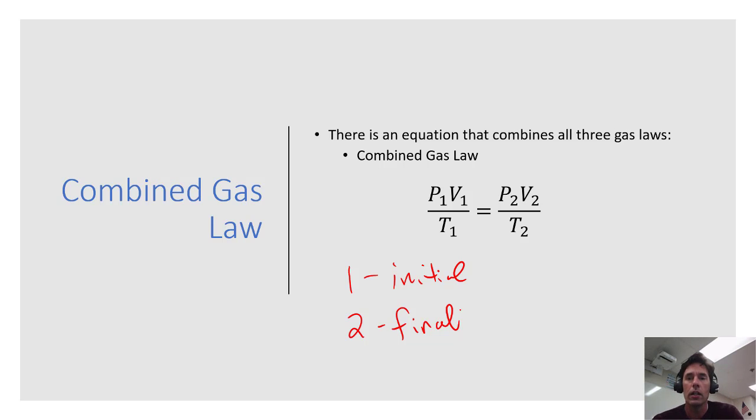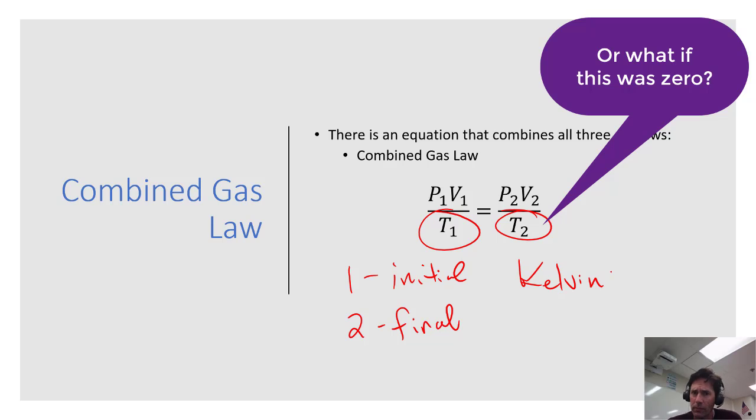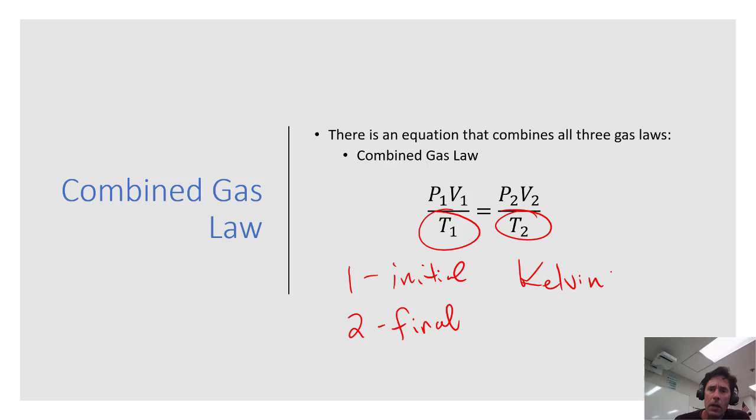Now, here is why it's so important to use Kelvin for the temperature. Can you imagine if you had negative values here? That's next to near impossible. You can't have a negative pressure or a negative volume. So we need to use Kelvin because it's the absolute temperature scale.